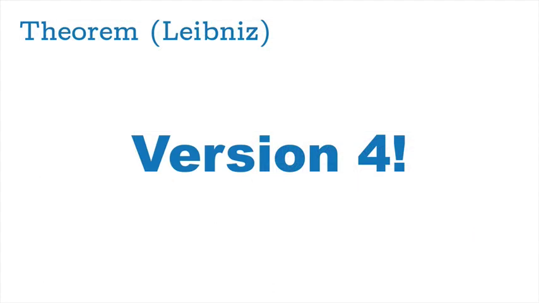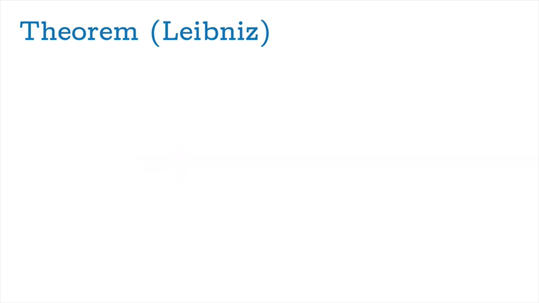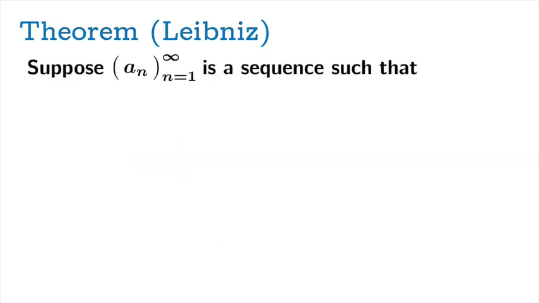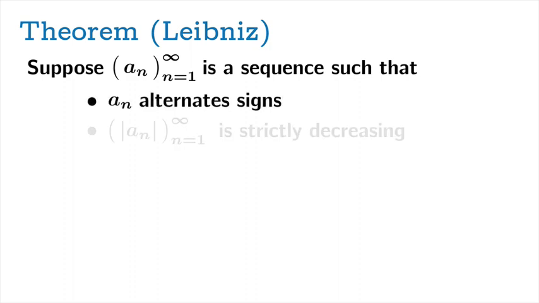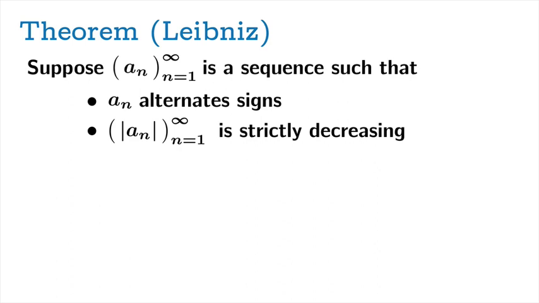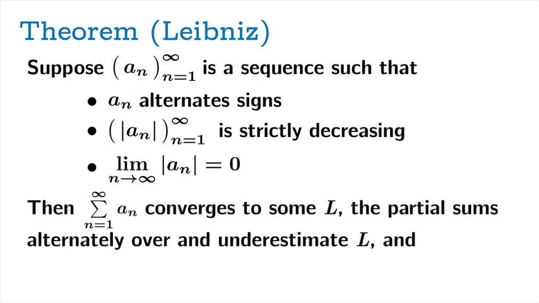So let's finish by, if you can believe it, looking at version 4 of our theorem. And this is the version that will often show up in textbooks. So suppose a_n is a sequence such that a_n alternates in sign, the absolute value of a_n is strictly decreasing, the limiting value of the absolute value of a_n is 0, then the series converges to some L, the partial sums alternately over and underestimate L, and we have the error bound.